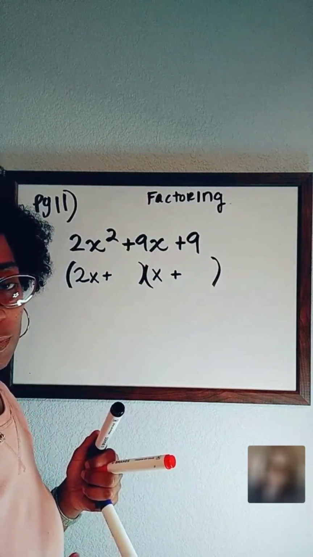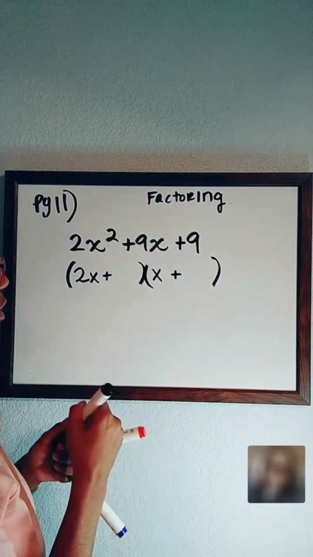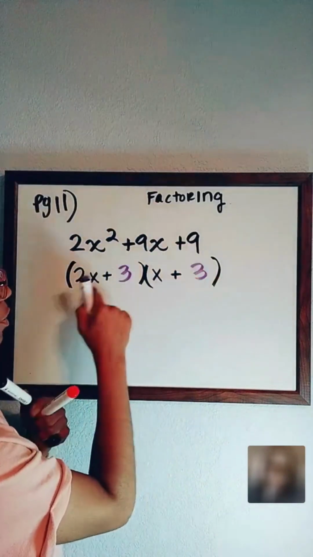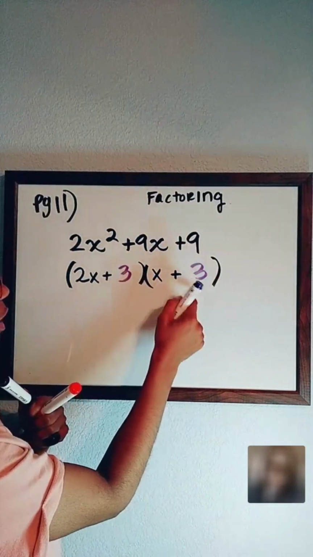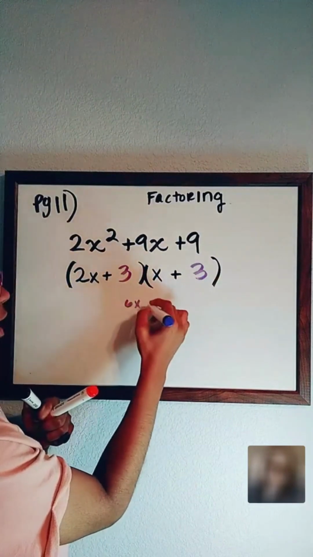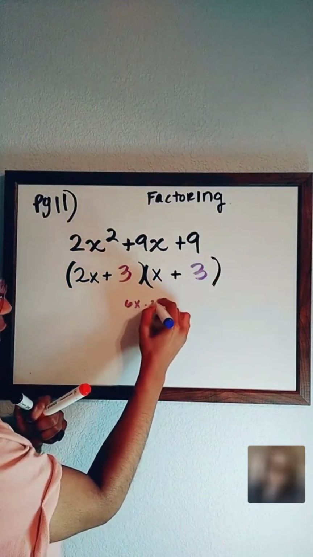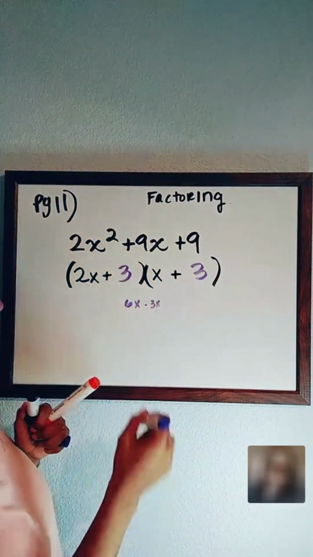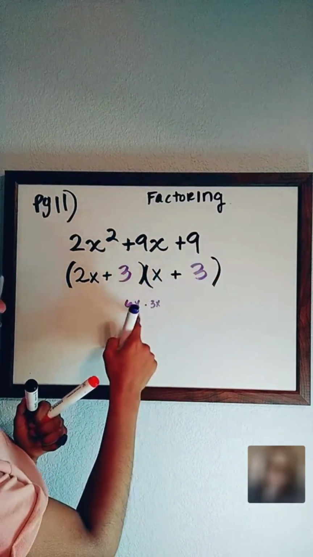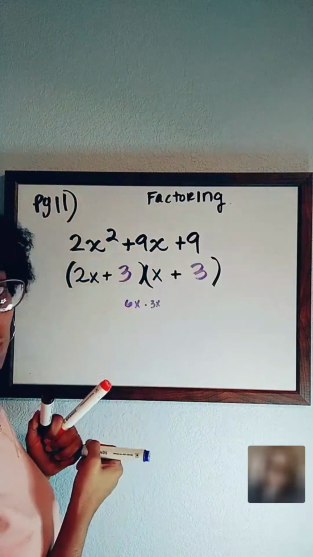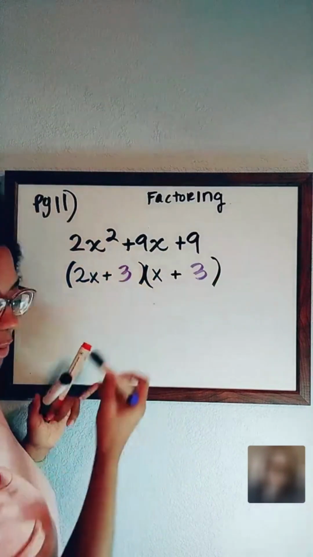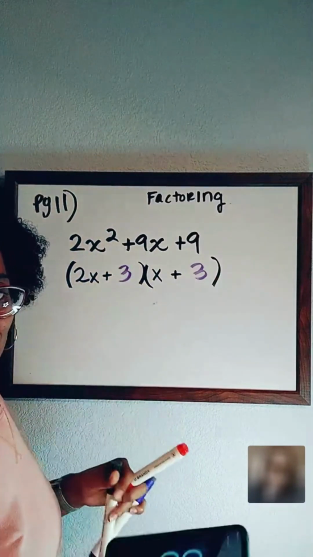So if I put a 3 here and a 3 here, that's going to be 2 times 3, that's 6x. That works, because if I did a 9, that's not going to work. So yep, it's going to have to be the 3. That one was easy. That one was too easy.